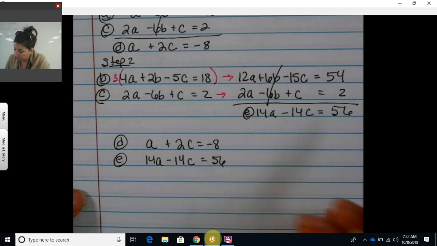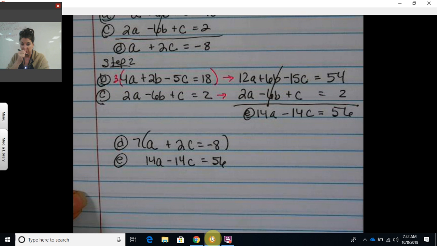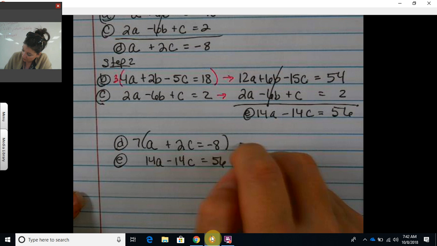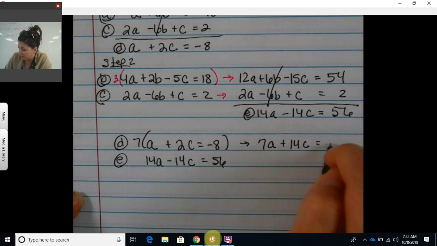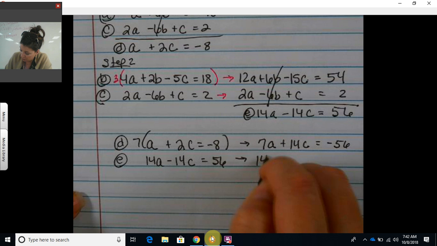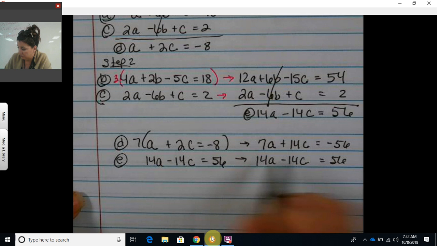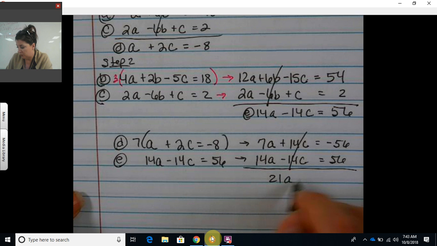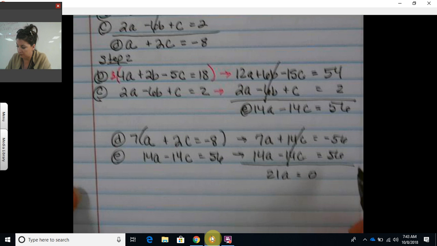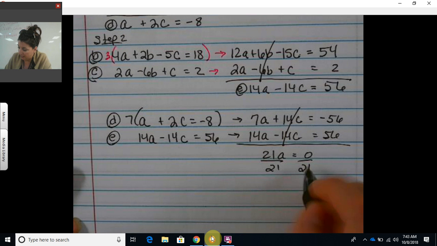So, I would probably multiply the top equation by 7 to get the c's to cancel. Okay? So I have 7a plus 14c equals negative 56. Bottom equation, I won't have to multiply by anything this time. So my c's cancel, and I'm left with 21a equals 0. Is that okay? Yep. Divide each term by 21, and a equals 0.